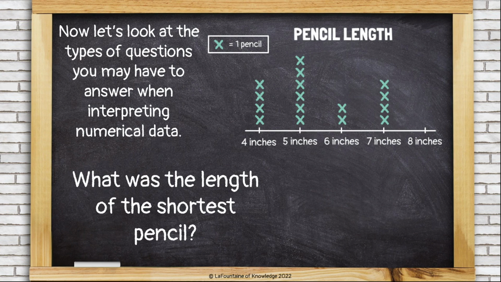What was the length of the shortest pencil? Now, you may be tempted to look at X's here. 8 inches doesn't have any X's, 6 inches only has 2 X's, but be careful, we're not looking at X's. Remember, those are pencils. Here, we're looking at the lengths. Those are the numbers along the bottom. The lengths were 4 inches, 5 inches, 6 inches, 7 inches, or 8 inches. So which one of those lengths is the shortest? 4 inches. The shortest pencils measured 4 inches long.